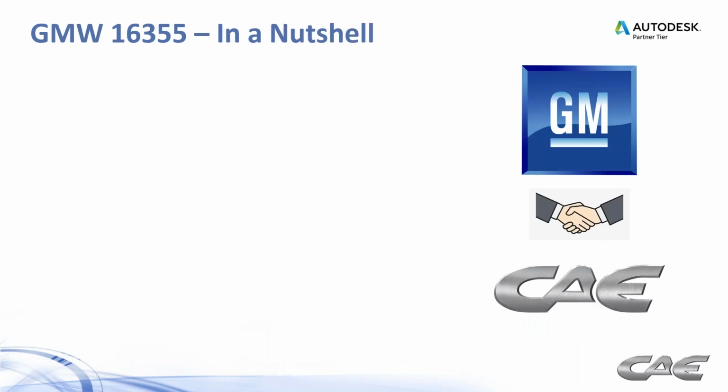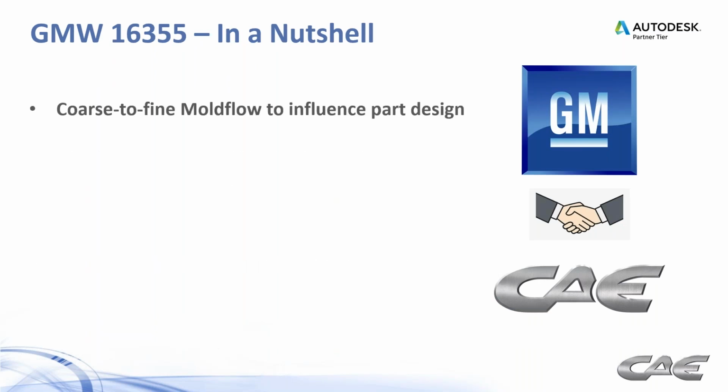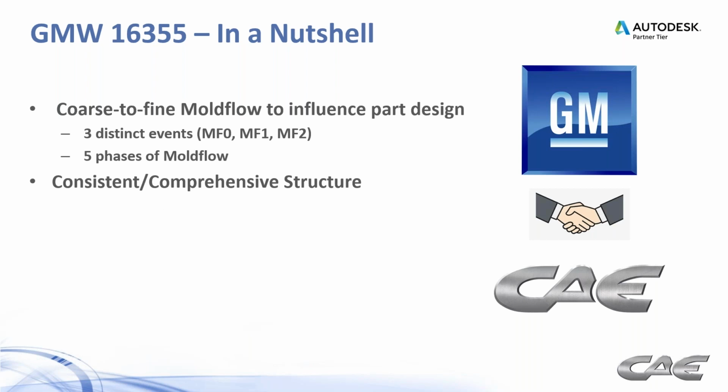So here's the 355 in a nutshell, and this pertains to the simulation end of things. So it's a course-defined Moldflow to influence part design. So it starts off early on, more in the course type of analysis, getting a 30,000-foot view of what you're up against when the part designs first come out. Now, there are three distinct events, and we'll explain these in a minute, but MF0, MF1, and MF2. And there are 5 phases of Moldflow that are interrelated with that that we'll explain as well. It's a consistent and comprehensive structure in their standard.